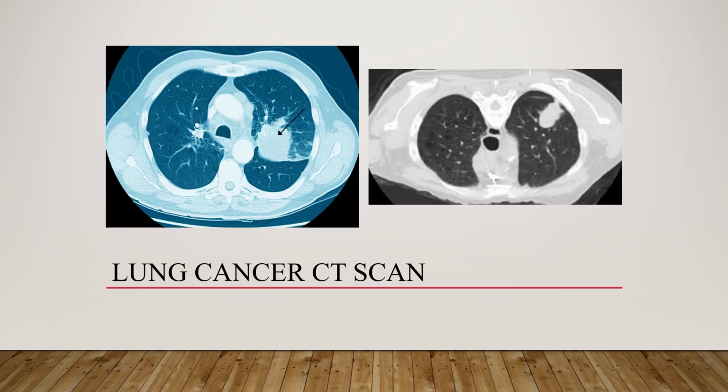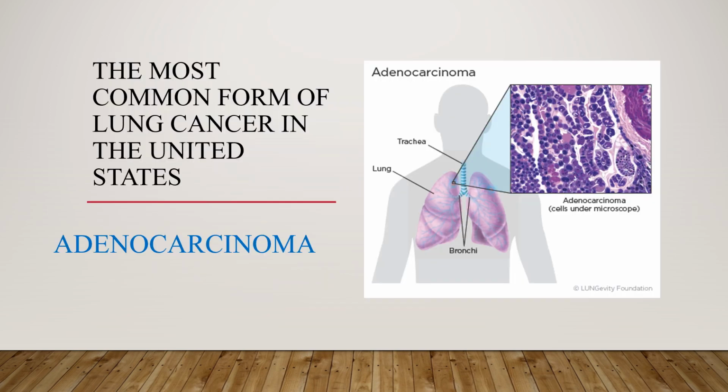If we look over here, this is abnormal; it's supposed to be all black, not like that. And if we look over here too, there are white areas that may be cancer too. In this slide, I will present the most common form of lung cancer in the United States, which is adenocarcinoma. Adenocarcinoma is the most common lung cancer in the United States.